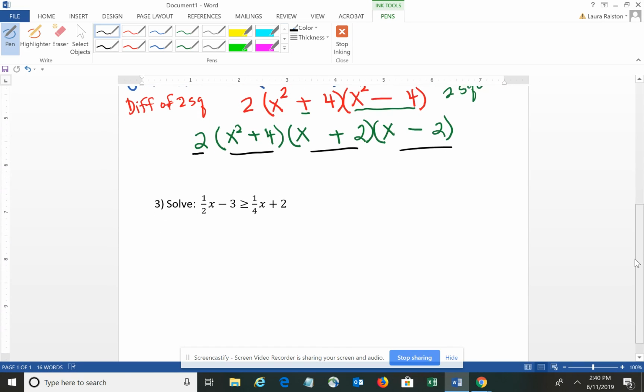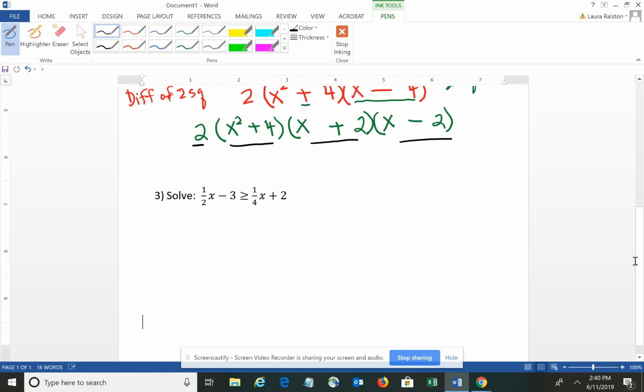And the last one has to do with an inequality, but it's an inequality that involves fractions. And a number of you indicated you had difficulty when you had to deal with fractions. And so one of the first things that I would tell you to do is we get rid of the fractions. And to get rid of the fractions, we multiply the entire problem by the common denominator. Well, I have a denominator of 2 and a denominator of 4. And so my common denominator is going to be 4. So I'm going to multiply every piece of the problem by 4. And I'm going to write that out for you.